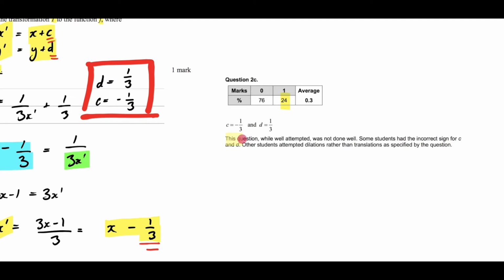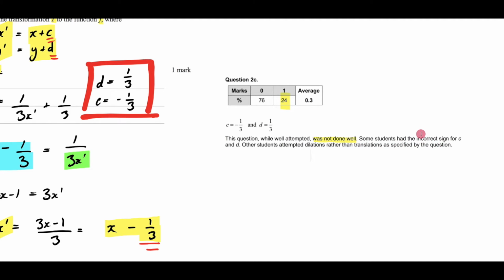It says this question, let me get a smaller highlighter, it says this question, while well attempted, was not well done. Some students had the incorrect sign for C and D. Other students attempted dilations rather than the translations as specified by the question.